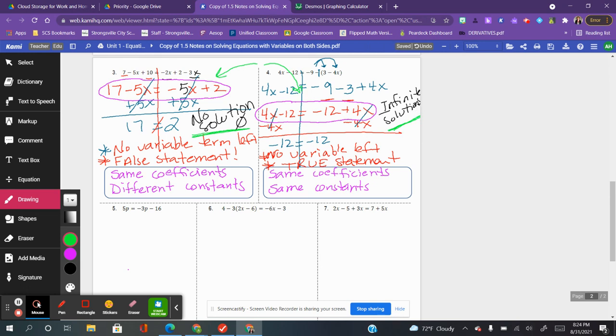All right, your job is to complete the rest of this page by applying the skills that we talked about on the front side and by keeping in mind any of these special answers that you might get, no solution or infinite solutions. If you have any questions, let your teacher know.